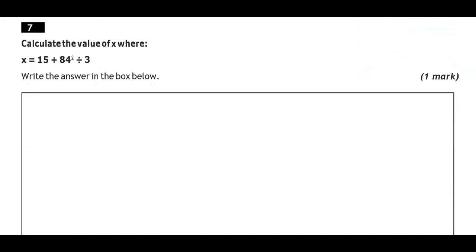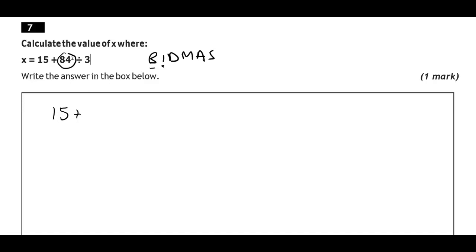Calculate the value of x, where x is equal to 15 add 84 squared divided by 3. So we've got these operations that we've got to decide which one to do first, and we've got BIDMAS or BODMAS to help us. We haven't got any brackets, but we've got indices, which is the power here. So this is what we need to do first. So I'm going to rewrite 15 add 84 squared. So that is 84 times 84.